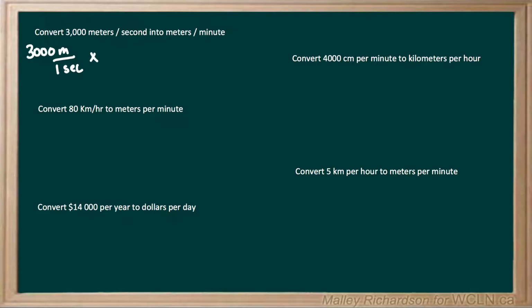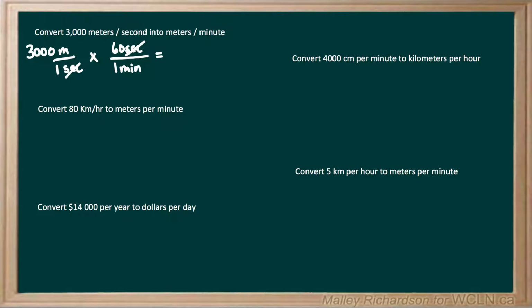So we want to multiply this by a relationship between seconds and minutes. Well, we know that there are 60 seconds in every minute, so we'll multiply this by 60 seconds divided by 1 minute. And as we can see, our units of seconds cancel out, and we're left with meters over minutes.